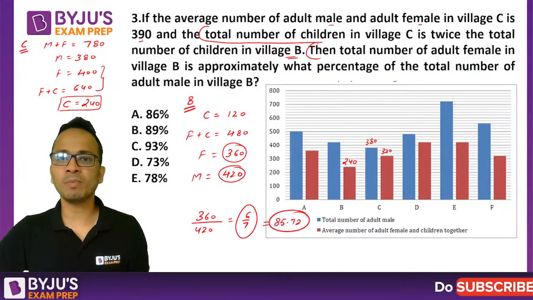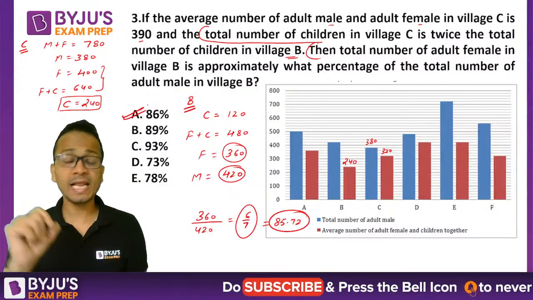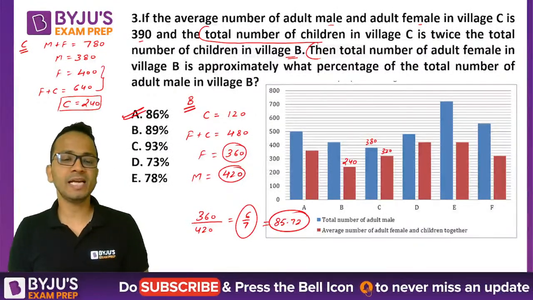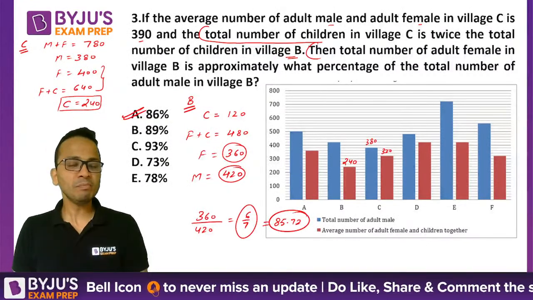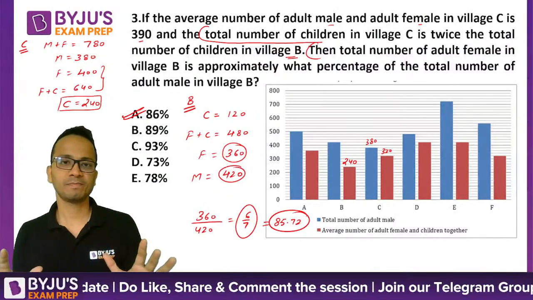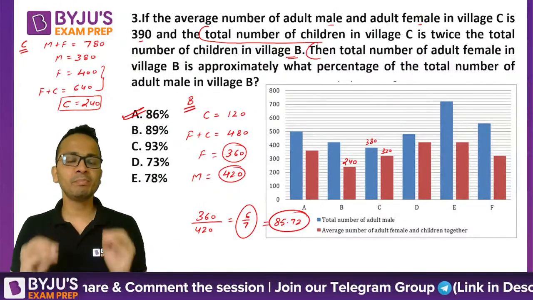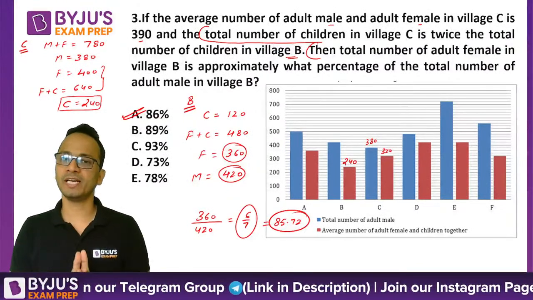Right? And from among the options, since we have to mark the approximate answer, I can select option A, that is 86%, and mark it as the correct answer. Now if we observe the question, there is nothing difficult in it. What I did was proceed step by step in this question and got the correct answer.